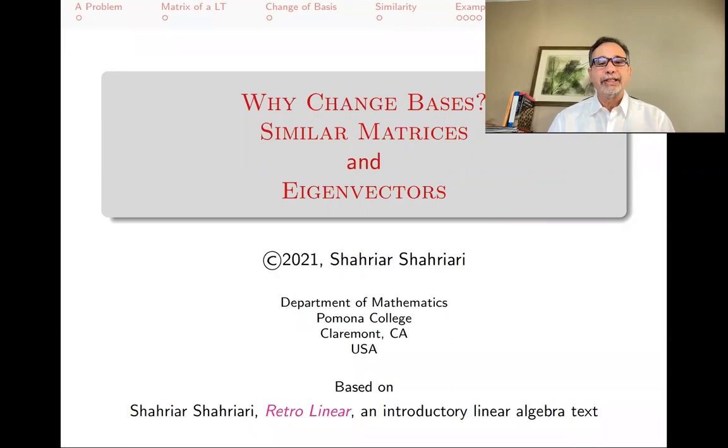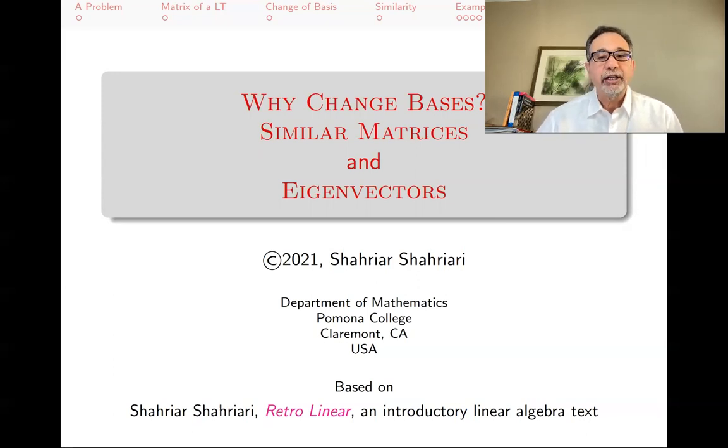Based on my book, Retrolinear. The subject of this lecture is changing bases, and this is really a lecture that's a segue from our understanding of matrices of linear transformations to eigenvalues and eigenvectors. So the question that we want to ask is, if you have a vector space, why would you ever want to look at different kinds of bases and not just stick to the one basis that you found the first time around and you already liked?